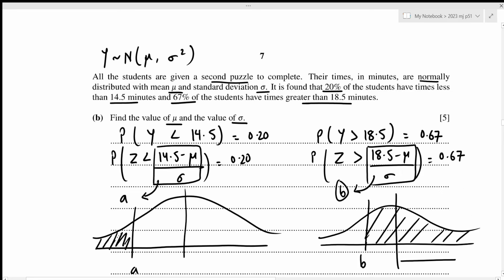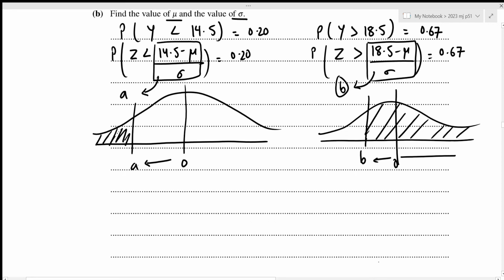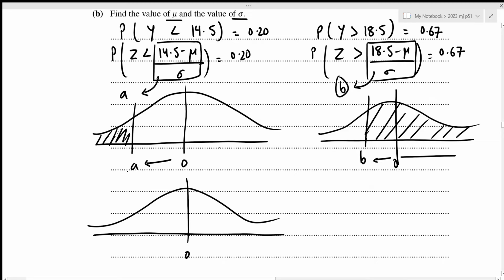Now we can clearly see that both A and B are negative values, right? Because here we have 0 and they both are to the left of 0, which means that they are negative values. Now always remember that our standard normal curve is symmetrical. What it means is, if A is here, then the opposite sign will be on the opposite side, right? So this will be negative A. Greater than this probability will still be 0.20, which means that the probability less than negative A will be 0.80.